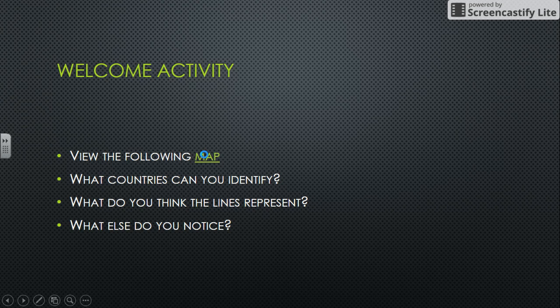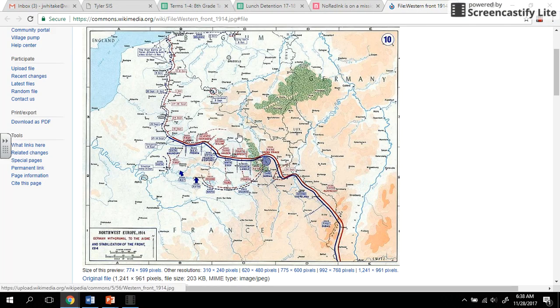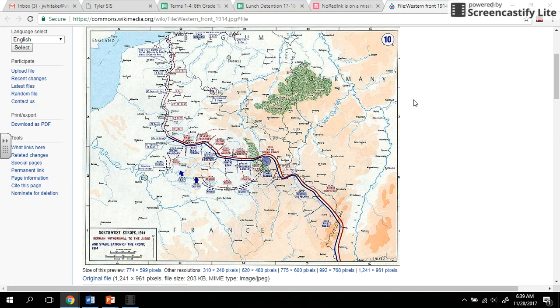So our map is this. When you're looking at it again, what countries can you identify? What do you think the lines represent? And as you can see, there's a bunch. You've got black, you've got red, blue, a light blue. I think that's about all you've got right there. And then is there anything else that you notice in this map?